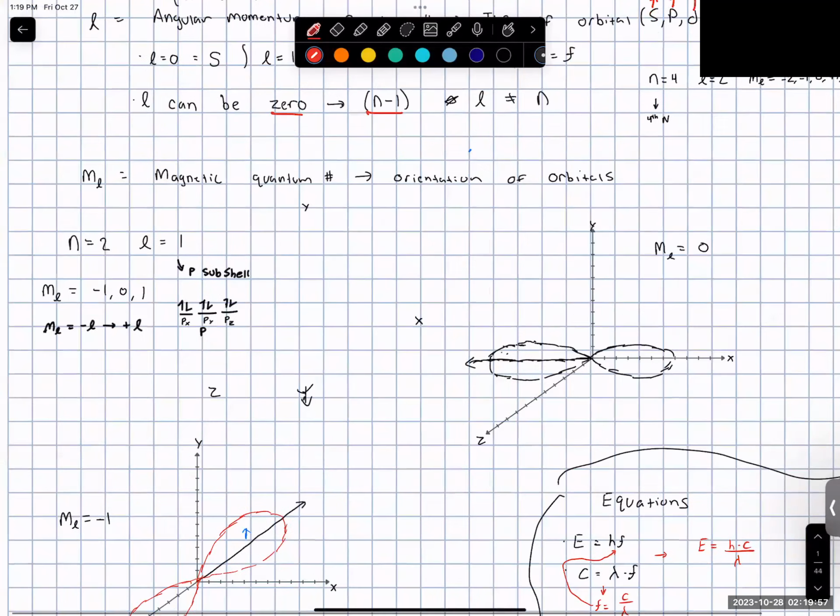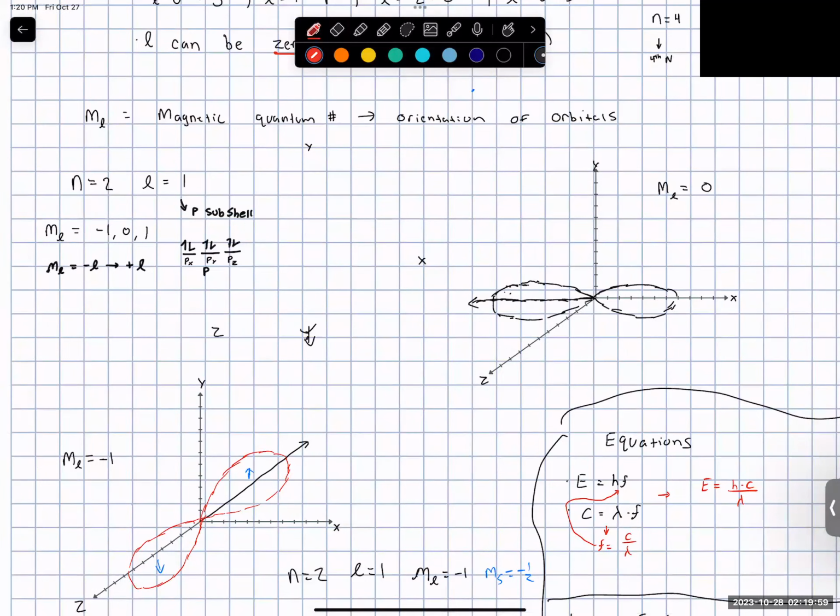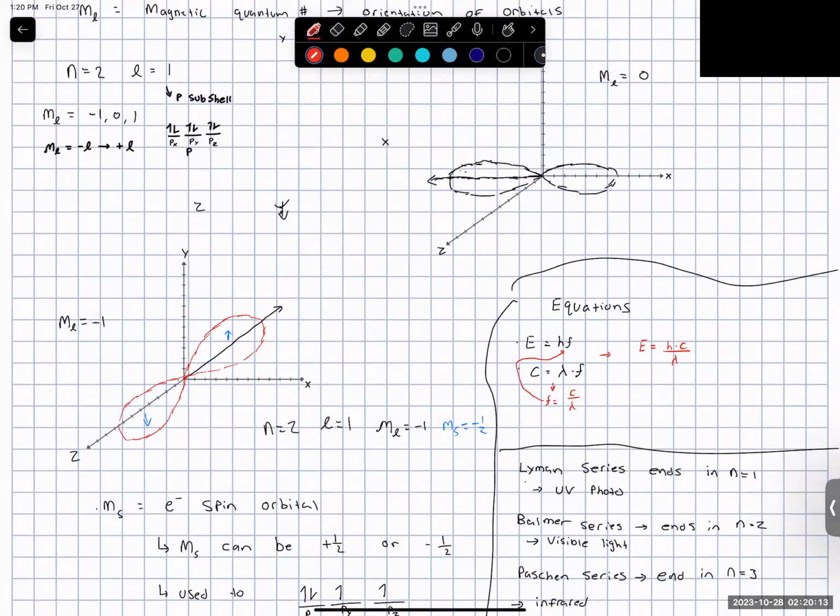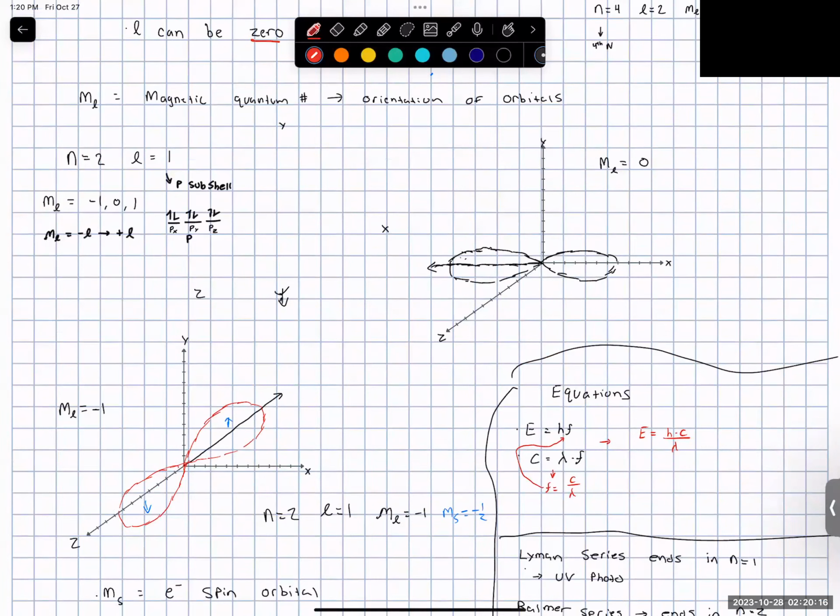Onto m sub L. Your magnetic quantum number is the orientation of orbitals, how your orbital sits in real space. Let's take the p subshell, for example. If you all remember electron configuration, this is actually how electron configuration is made, but I'm working backwards here. We all remember how in electron configuration you go 1s2, 2s2, 2p6.